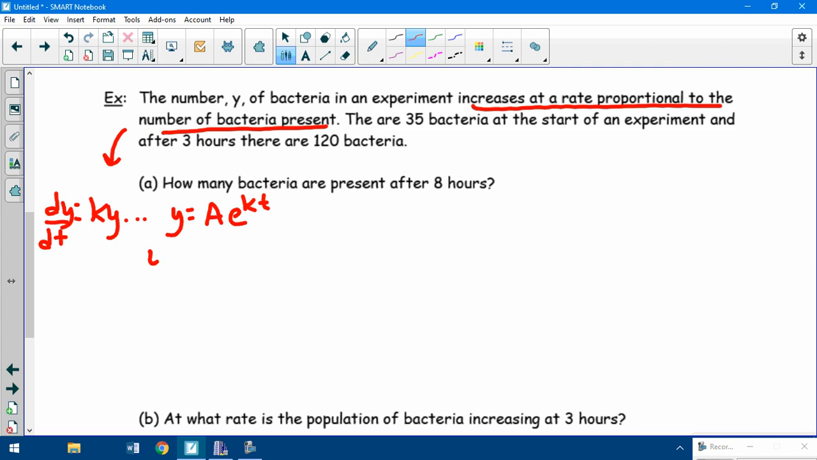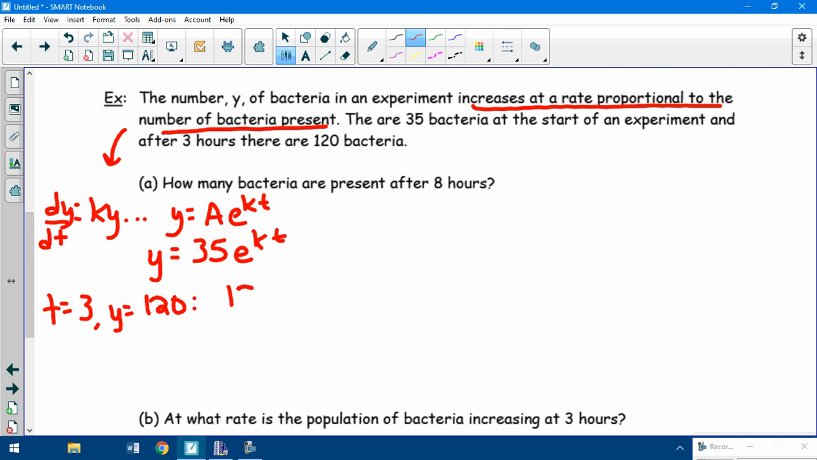Okay, well, I know that there's 35 present initially, so I'm going to have 35 e to the kt. Just like last year, this is a two-step problem. I've got to figure out what k is first, even though my goal is to find it after 8 hours. So use what you know. You know when t equals 3, y equals 120.